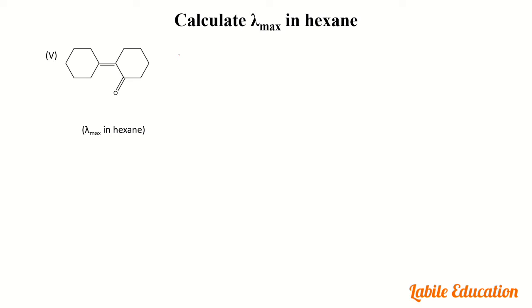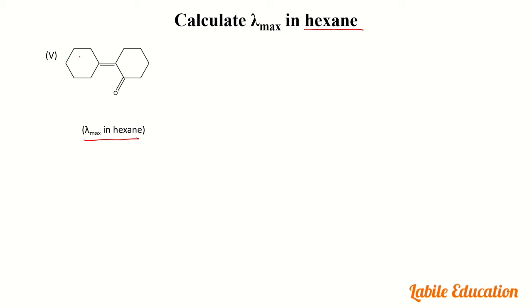Now this is the case that we have to calculate lambda max in hexane. Here it is mentioned that lambda max is asked in hexane, not in ethanol. So firstly we will calculate in ethanol, and then we will add this solvent shift, right?